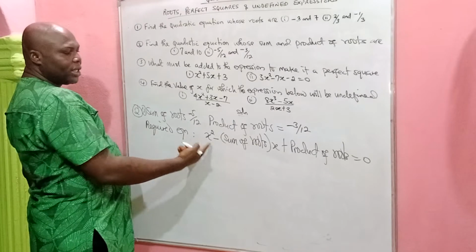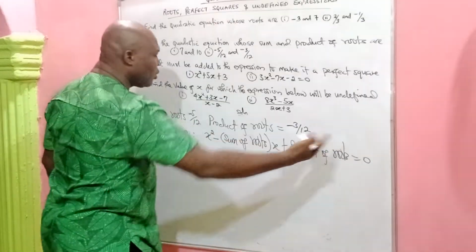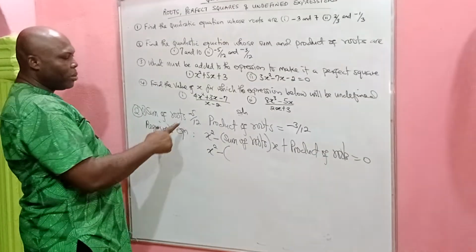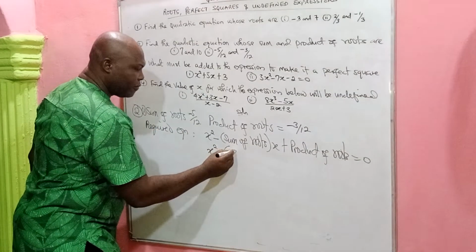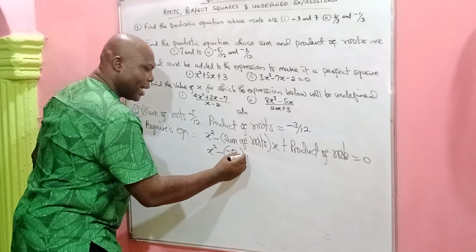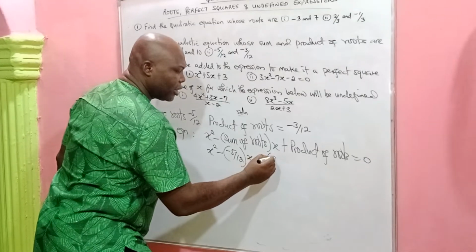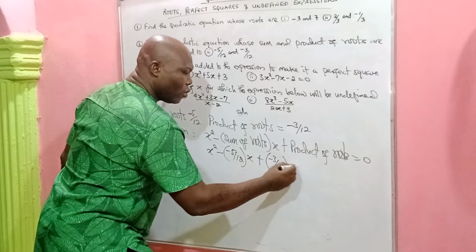The required equation is x squared minus sum of roots x plus product of roots. So we are going to have x squared minus, what did they give us? Sum of roots? Minus 5 over 12. We put our x there, plus, what did they give us? Product of roots? Minus 3 all over 12 equals 0.